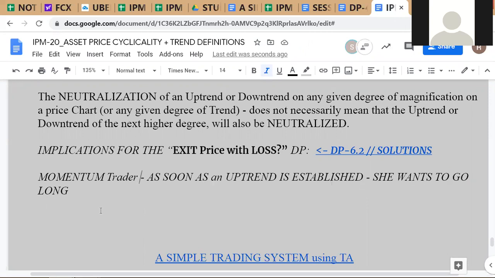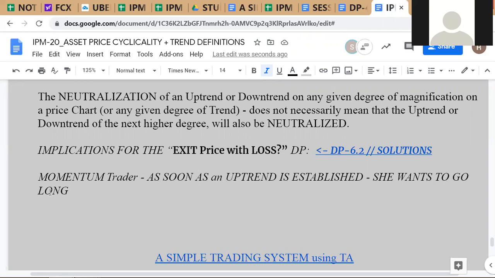Now we know the logic for this. Utsav gave us the logic for this earlier. We know the momentum trader wants to go long because an uptrend has been established. Further price rises are expected. I want to make a profit, and if prices are going to rise, only a long position will make a profit. So I go long.